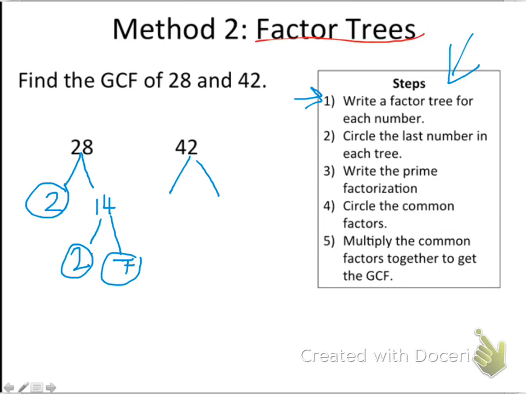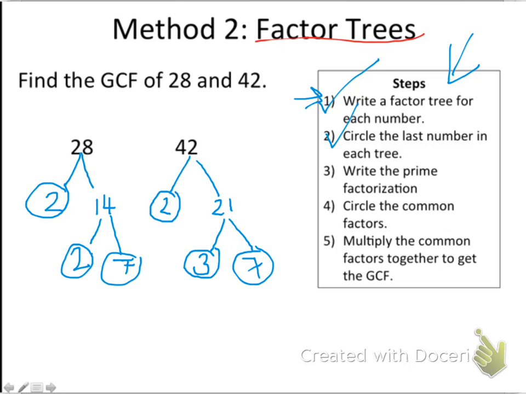I know 42 is divisible by 2 and 21. Yes, 2 times 21 gives 42. 21 can be divided into 3 and 7. Then I think, is 3 a prime number? Yes, so I circle it. Is 7 a prime number? Yes, so I circle it. Now I'm done making my factor trees. It says circle the last number in each factor tree. I've already circled it, so I'll check that one off too.